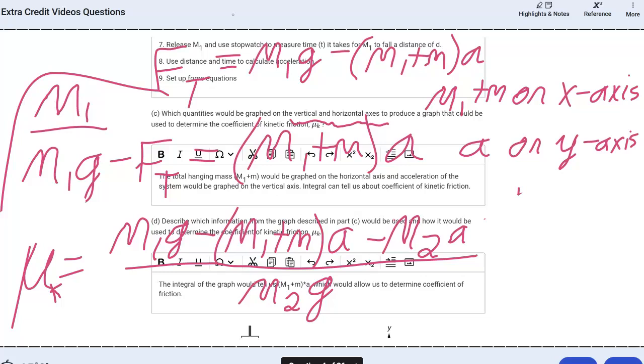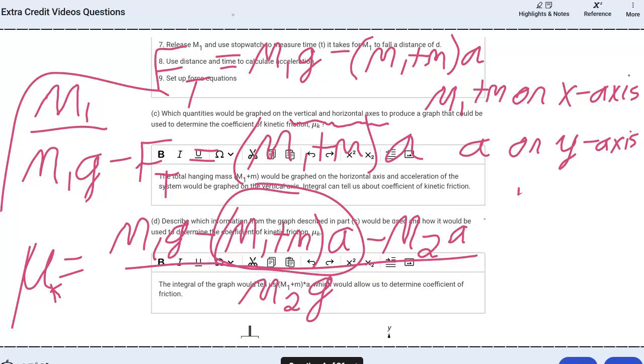And just by looking at it, if we see the integral is very large, we could recognize that a larger integral, meaning more area under the curve, creates a bigger coefficient of kinetic friction, because it would make our numerator larger. So, yeah, I would take the integral of that graph.